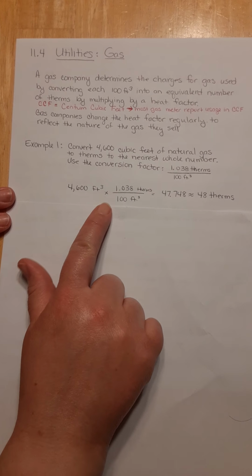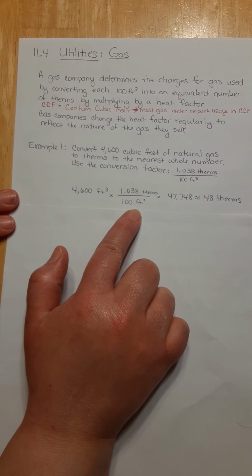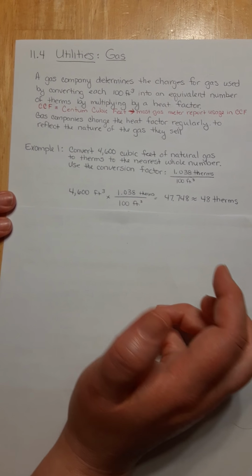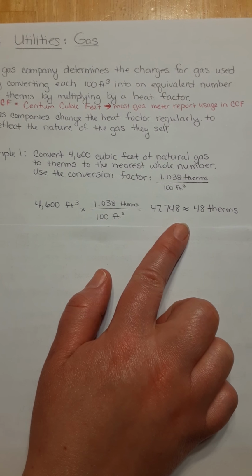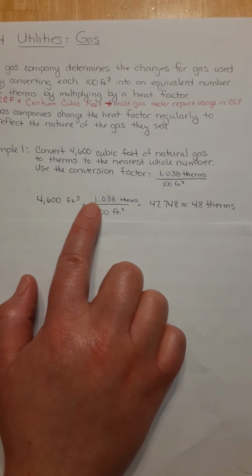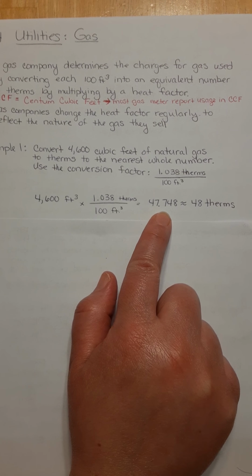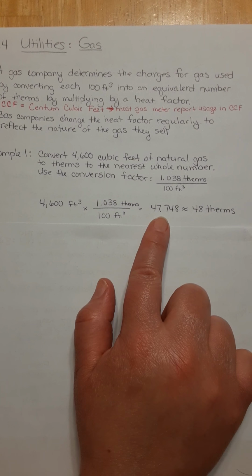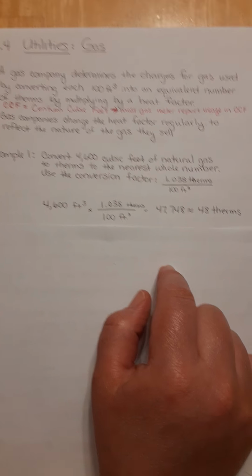So they gave us the conversion factor. I know I need to put feet on a diagonal so they cancel out so that I'm talking therms. Now remember, to get the cost of our gas, we have to find out how many therms we have. And so that's what we're doing. Once I multiply across and then divide by 100, I end up with 47.748. And we're always going to round to our nearest therm. So if the number is 5 and higher, we round up; 4 and below, we round down.